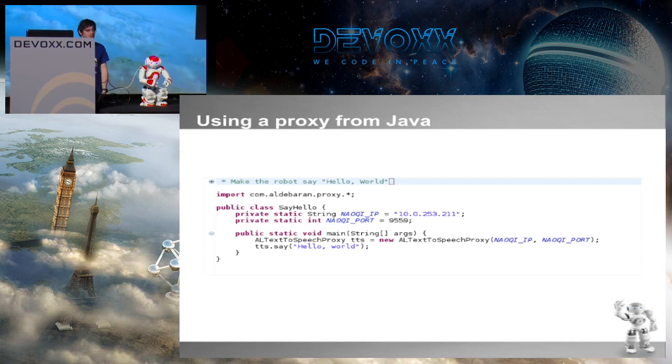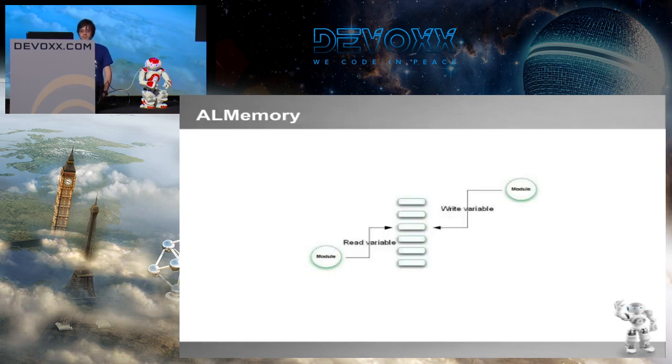Okay, so this is the first bit of code we are going to look at. Here there is a package called Aldebaran Proxy, and in it you've got what we call the proxy. A proxy is just an object that gives you back a class that has the same methods as the modules it is connected to. Here I'm just creating a proxy to a robot with an IP and a port. And then I can just call whatever method the text-to-speech proxy has. So this is how it works.